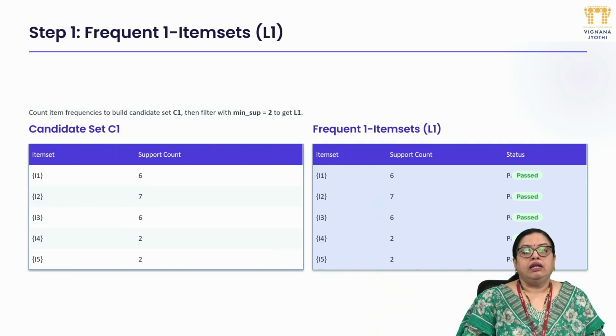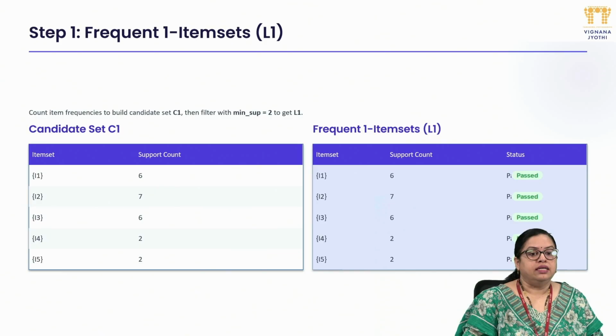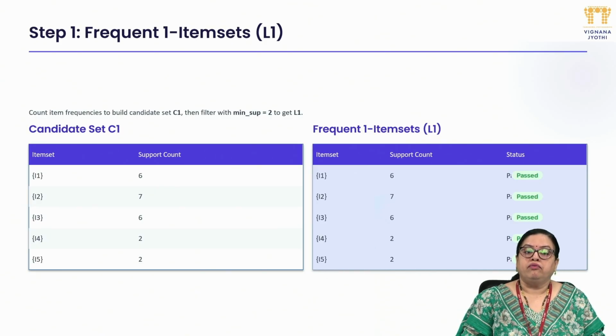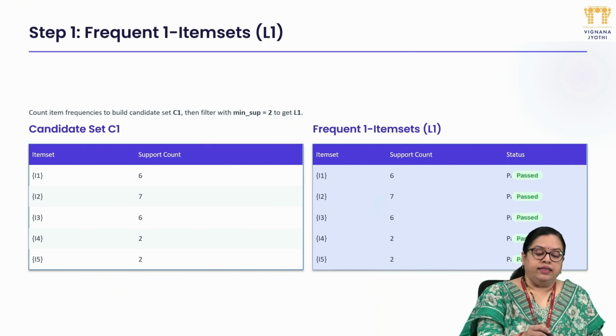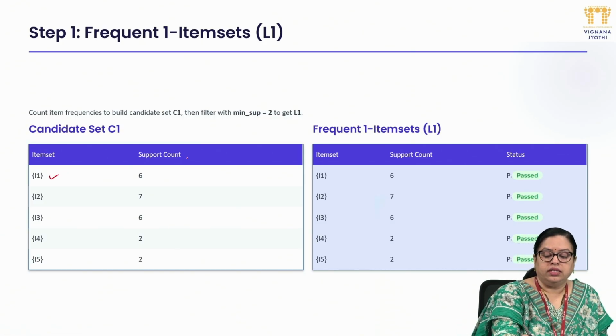In the total item sets, a single item such as I1 is one item, so how many times is that item present in all the transactions combined? There are 9 transactions. From this we have to calculate the frequent one item set, which we call L1. We calculate one candidate set, C1, where in one column we write the item sets and in the next column we write the support count.